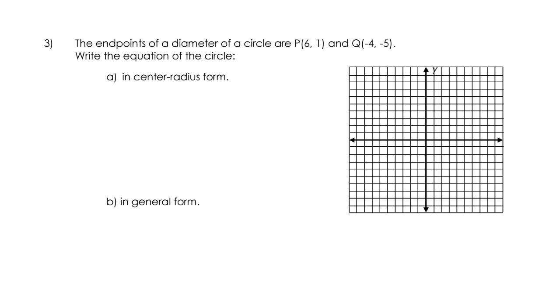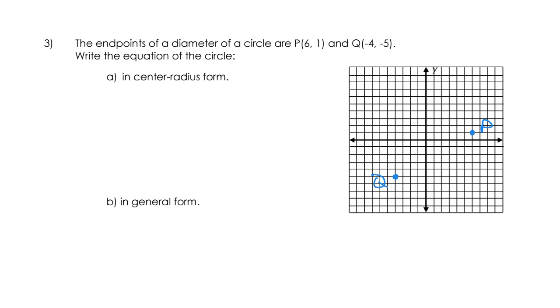All right, guys, we're on the back side of the Geometry Day 9 notes reviewing our circle. Number 3 says that the endpoints of a diameter of a circle are P, which is at 6, 1, and Q, which is at -4, -5. And this is the endpoints of the diameter.